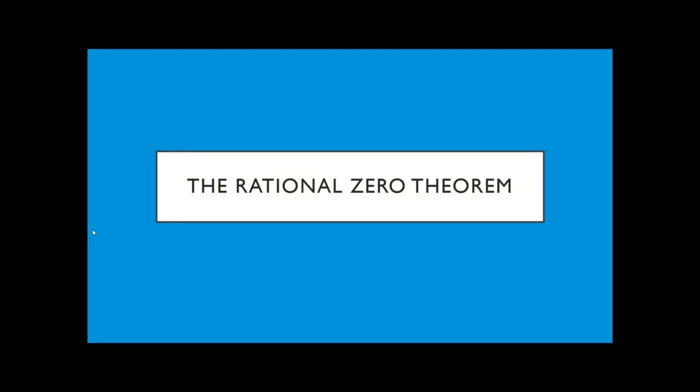Okay, so we are in week 6, and there's a lot of rules and theorems that you're learning this week dealing with polynomials. And so one of them is the rational zero theorem, which several people do have issues with understanding.